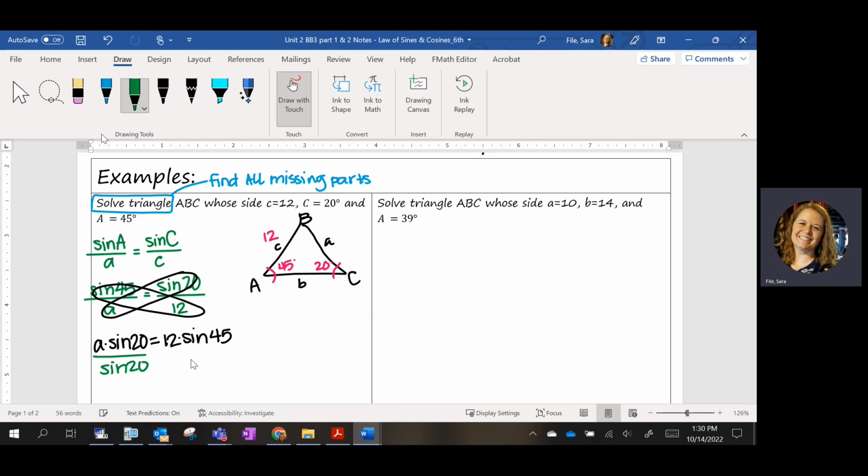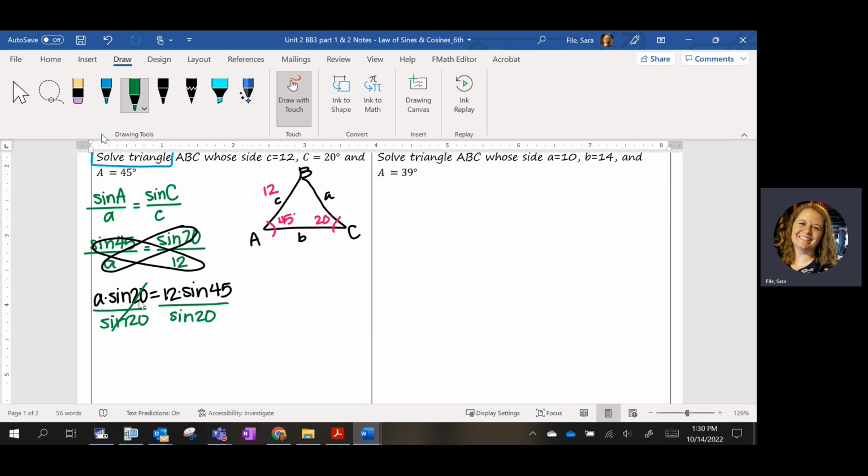So for this first one, I'm showing the cross multiply and then divide. I think y'all are comfortable enough, or eventually you will be after a couple of examples, that you won't have to show this every time. You'll be able to go straight from here to saying A equals 12 sine of 45 over sine of 20. Multiplying the 2 known that are across from each other, dividing by the 3rd known, right? So y'all can eventually skip this step and go straight from here to here in showing your work.